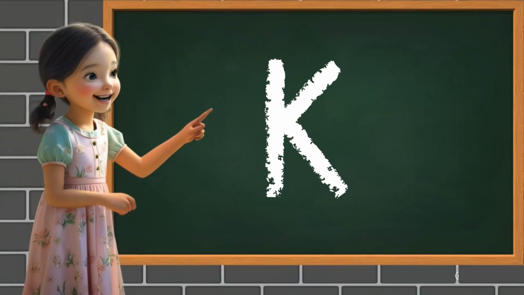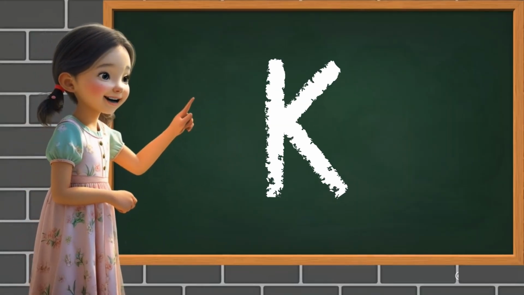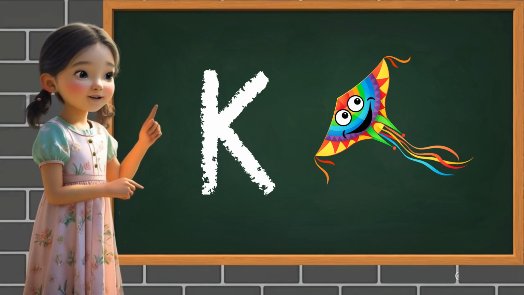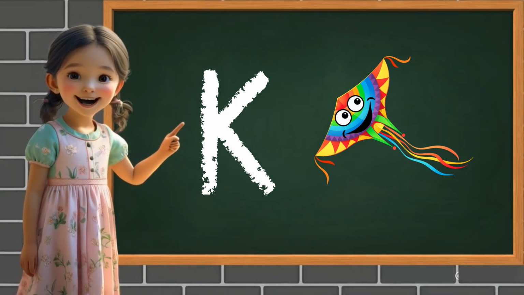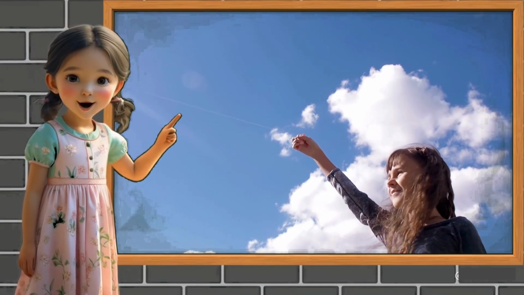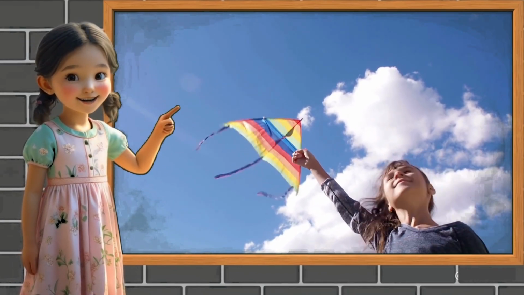The letter is K. You can say K. Now say K is for kite. K is for kite. Here you can see a little girl flying a kite.